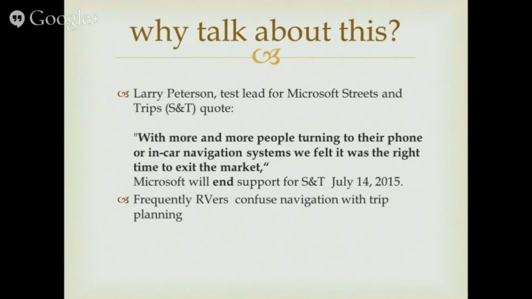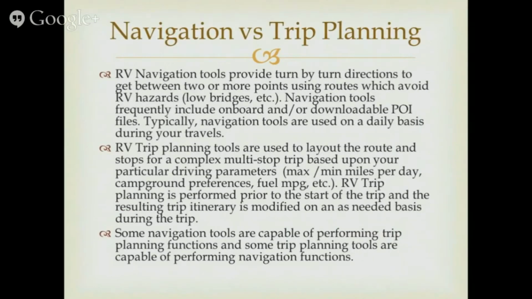In looking at Microsoft Streets and Trips, people talk about needing a trip planning tool, but in fact, most of the time they use Streets and Trips not for trip planning, but rather for navigation. So if we take a look at a definition of an RV navigation tool, its primary function is to provide turn-by-turn directions to get between two or more points or through via points using routes that avoid RV hazards, low bridges.